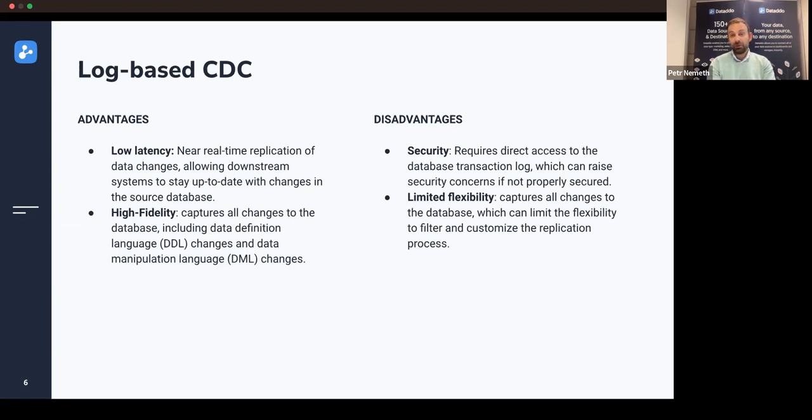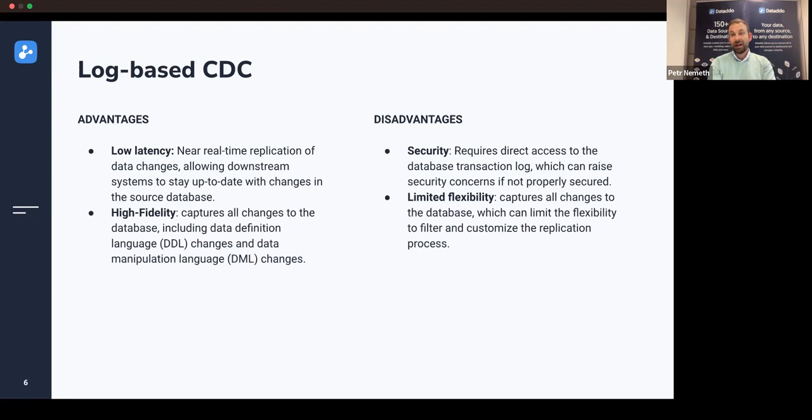So there are multiple technologies like binlog for MySQL, oplog for Mongo, redo log for Oracle, and others. The advantage is that it has very, very low latency, so it allows you to do near real-time replication. And really, when real-timeness is important, this is the way to go forward.